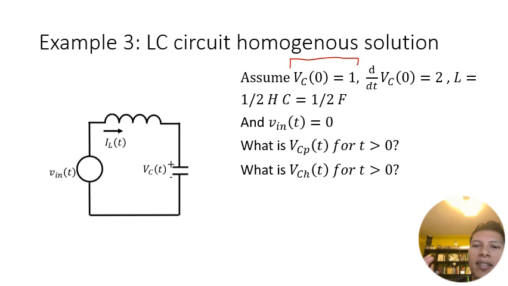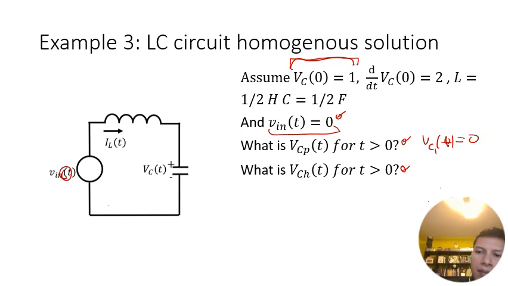Oh, wait, I lied. First, I'm going to assume that the input is 0, and then I have an initial condition driving this. And then I want to know what the V particular is for this circuit for time greater than 0, and the V homogeneous. Well, since the input is 0, V particular will be 0 because it's a homogeneous problem. And now we just need to solve for the homogeneous response.